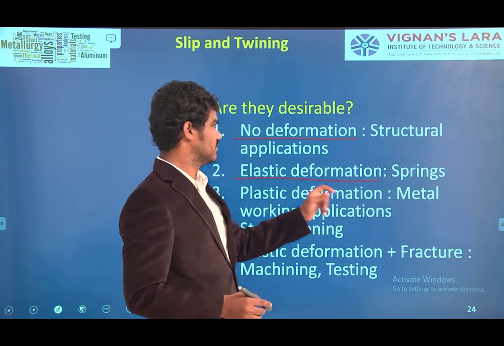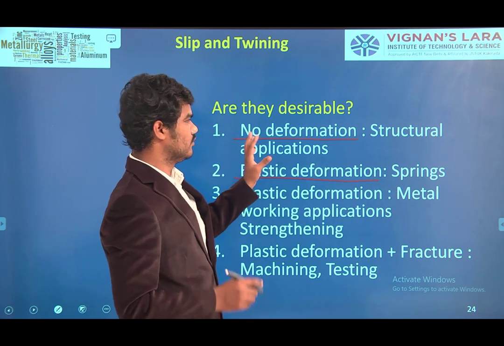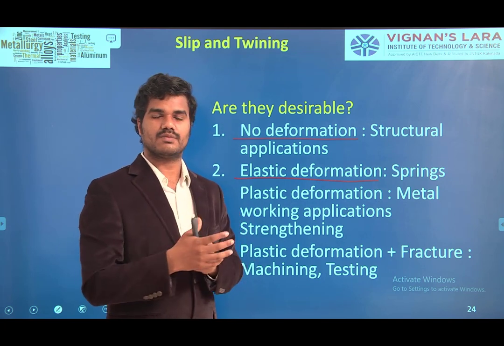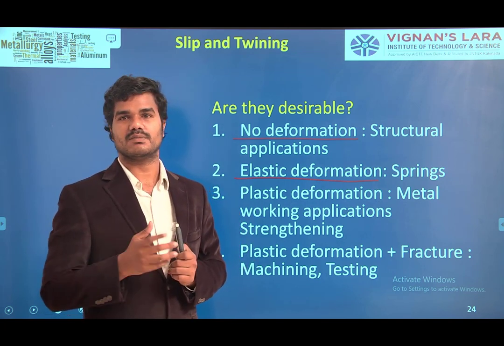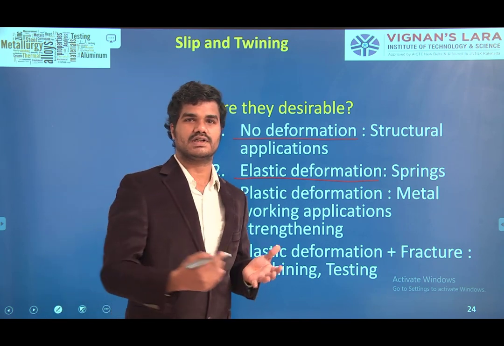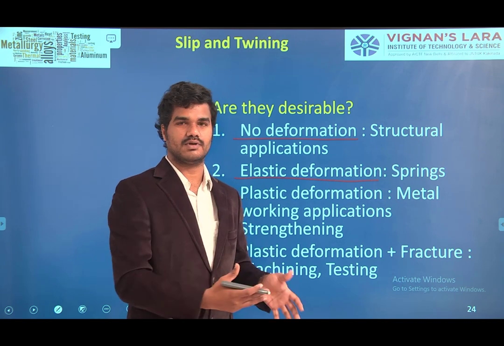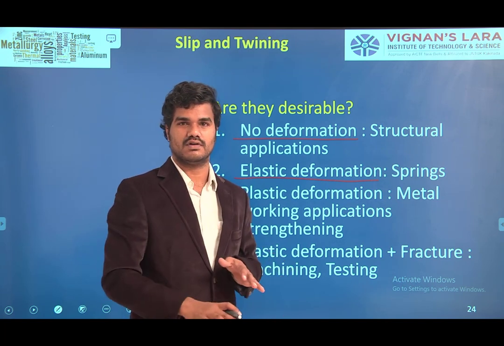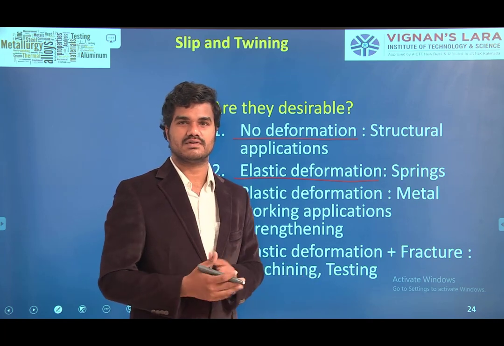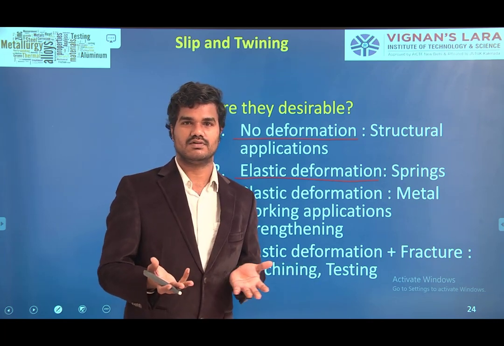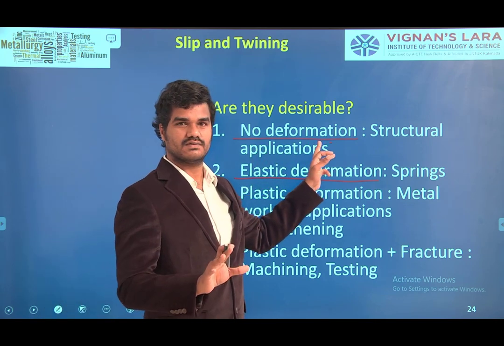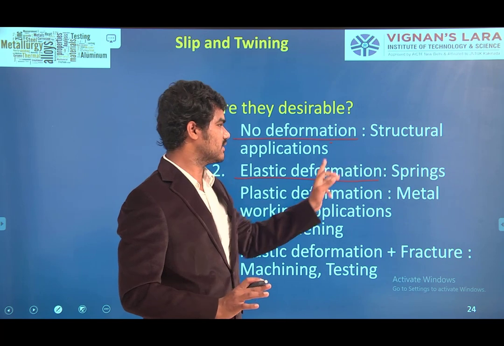A spring is an example. For structural application, no deformation. Even if you apply some 1000 tons of load, no deformation should happen. If there is a bus body roof, if 100 people are sitting on the floor, and after sitting, some ditches happen on the bus floor, if a change in shape happens, you won't board the bus now. So there should be no deformation in the metal for structural applications.